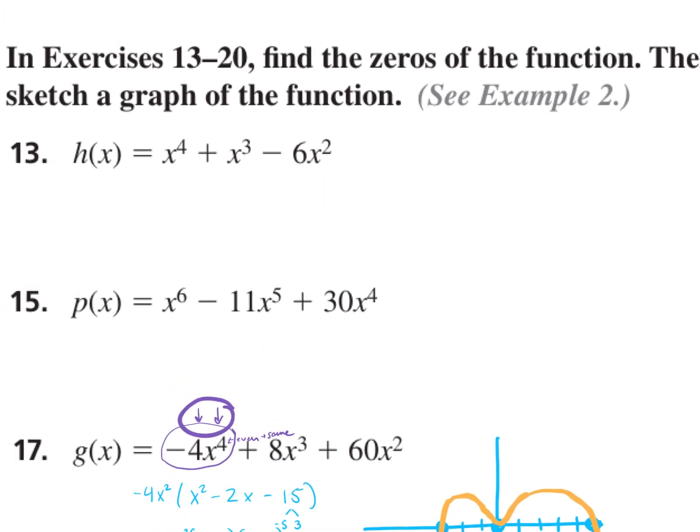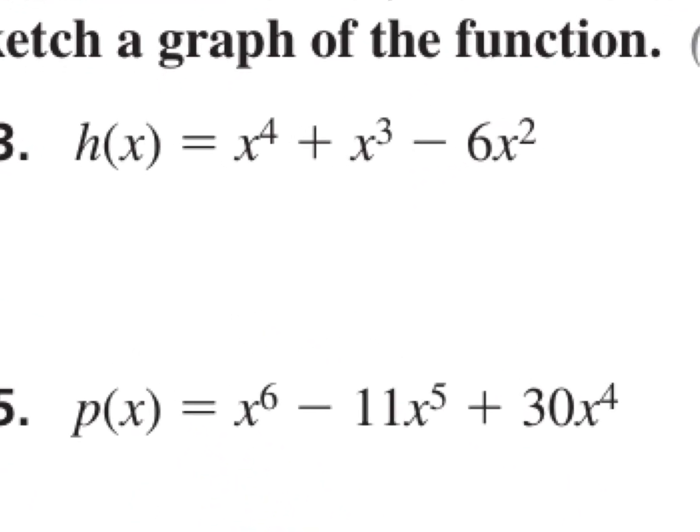So let's take a look at 13. So when we're graphing, we just need to solve it just like we did in the ones before. But then we just have to figure out what we're doing at each point. So what would I do first to solve? Take out the GCF. What's the GCF? X squared. So I take out x squared, and I'm left with x squared plus x minus 6. Now, do I have two factors of -6 that add to 1?